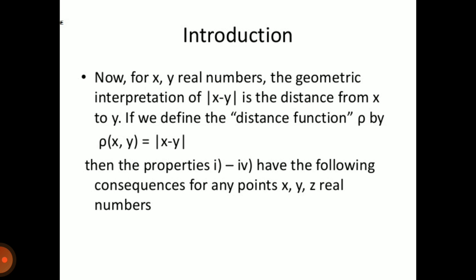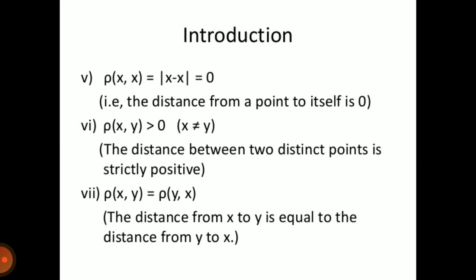Okay, so if we define the distance function by rho, then rho of (x, y) is equal to mod of x minus y. Then properties first to fourth have the following consequences for any points x, y and z, real numbers. Now the fifth property, rho of (x, x). That means the distance between x and x is equal to mod of x minus x, which is equal to 0. That is, the distance between a point and itself is equal to 0.